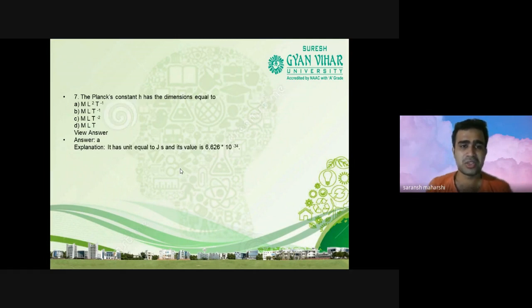Question number 7. The Planck's constant h has dimensions equal to: option A, ML²T⁻¹; option B, MLT⁻¹; option C, MLT⁻²; option D, MLT. So the correct answer is option A, ML²T⁻¹. It has a unit equal to joule second, and its value is 6.626 × 10⁻³⁴.